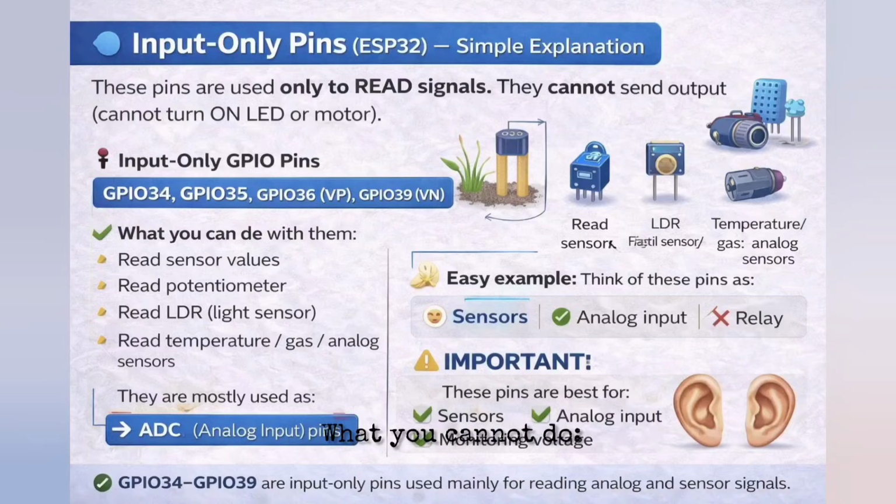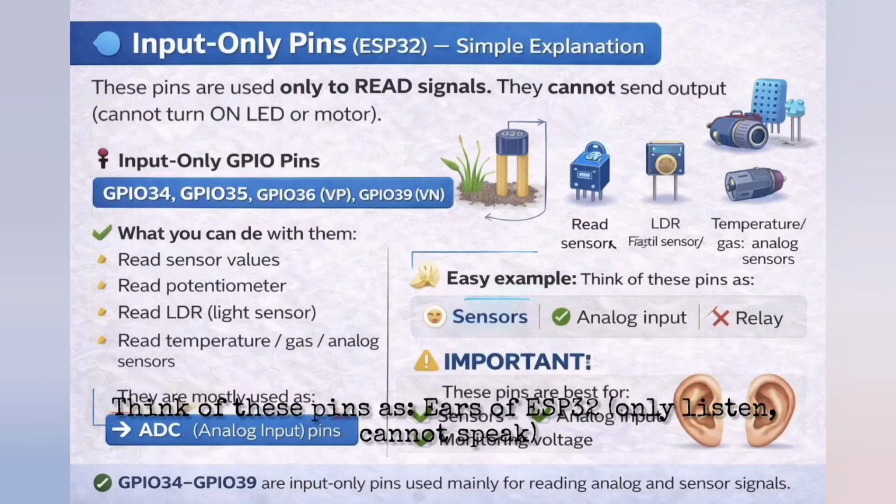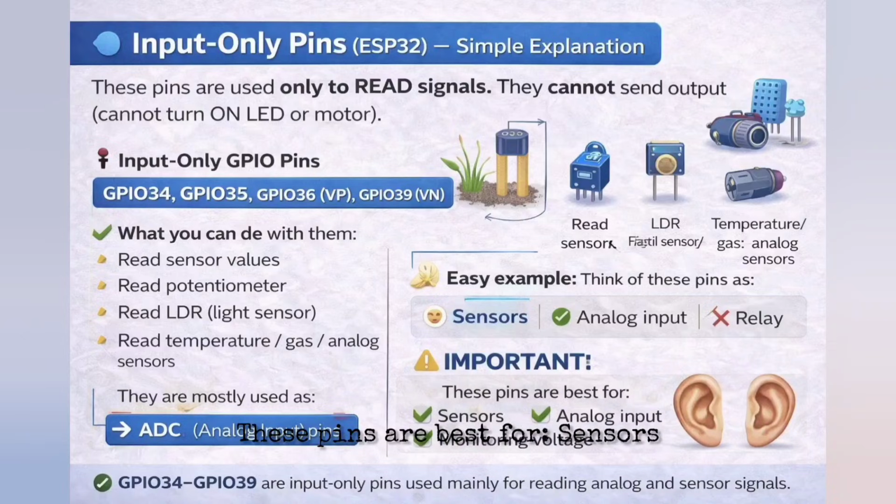What you cannot do? Cannot connect LED, cannot control relay, cannot drive motor, because they do not support output mode. Easy example. Think of these pins as ears of ESP32. Only listen, cannot speak. Important. These pins are best for sensors, analog input, monitoring voltage, not for LED, buzzer, relay.